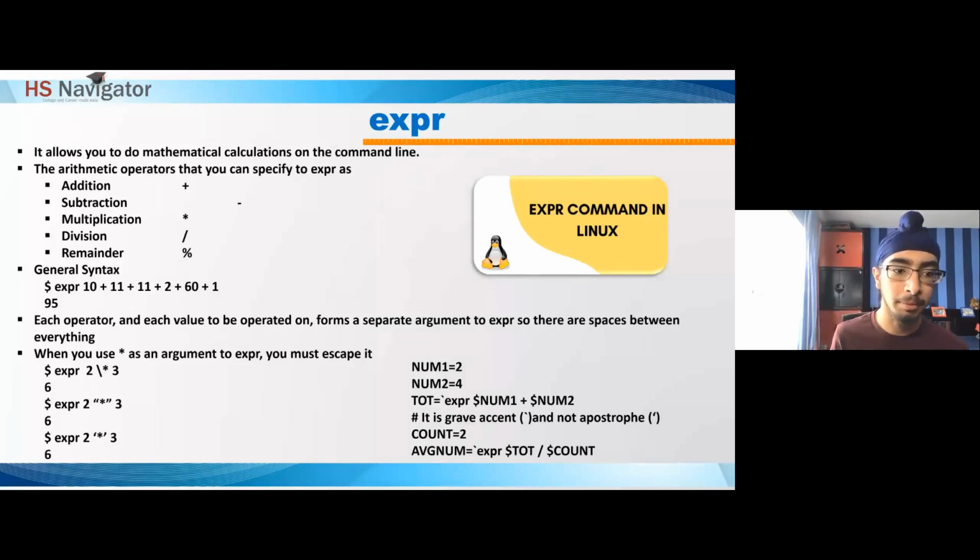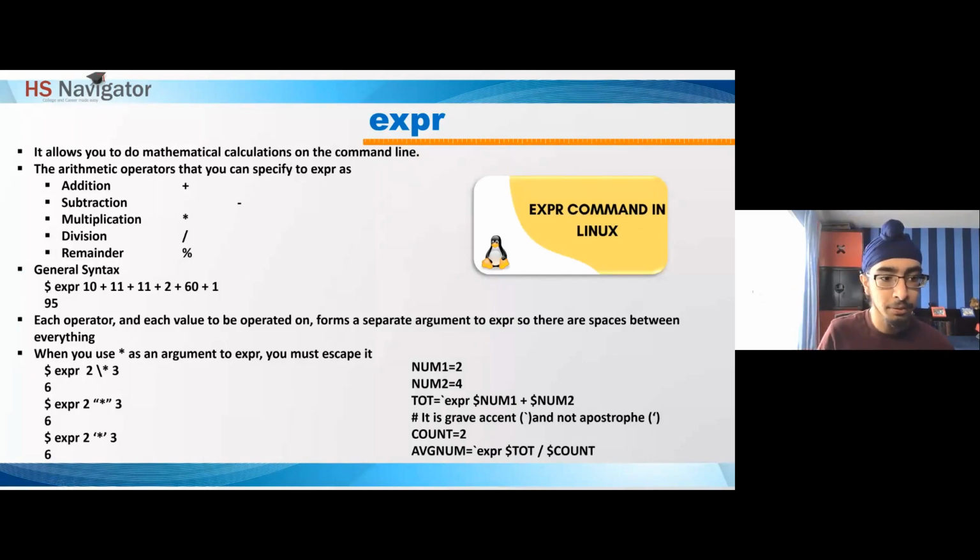and the remainder symbol. So if you want to do 10 plus 11 plus 11 plus 2 plus 60 plus 1, if you just want to do some basic addition, instead of just typing 10 plus 11 plus 11 and so forth and hoping you get 95 out, you have to type expr and then whatever you want, and then that's how you get the result.